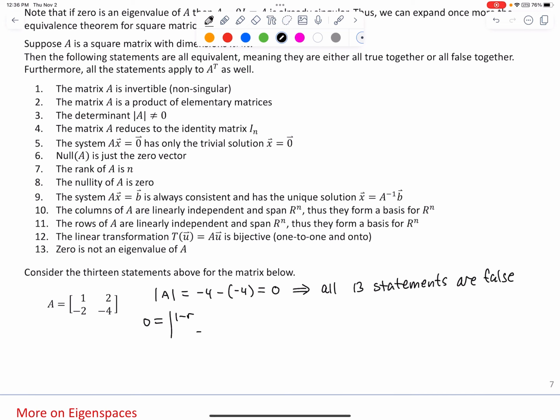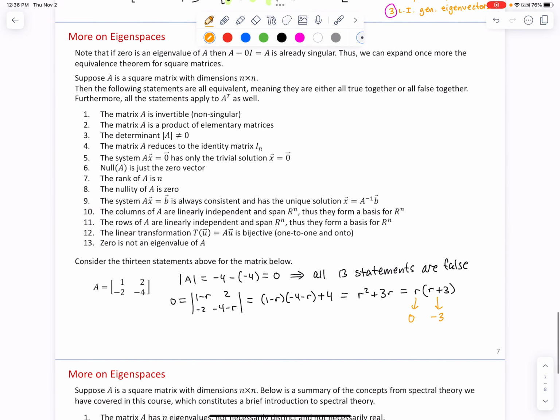Subtract r from the main diagonal, keep the other entries the same, find the determinant. We get 1 minus r times negative 4 minus r, and then minus a negative 4, which will be plus 4. Simplifying this, we wind up getting r squared plus 3r, which factors into r times r plus 3. So sure enough, one of our eigenvalues is 0, and the other one is negative 3. But we get at least one 0 eigenvalue, because the matrix A was singular already. All right, let's go to the final page.